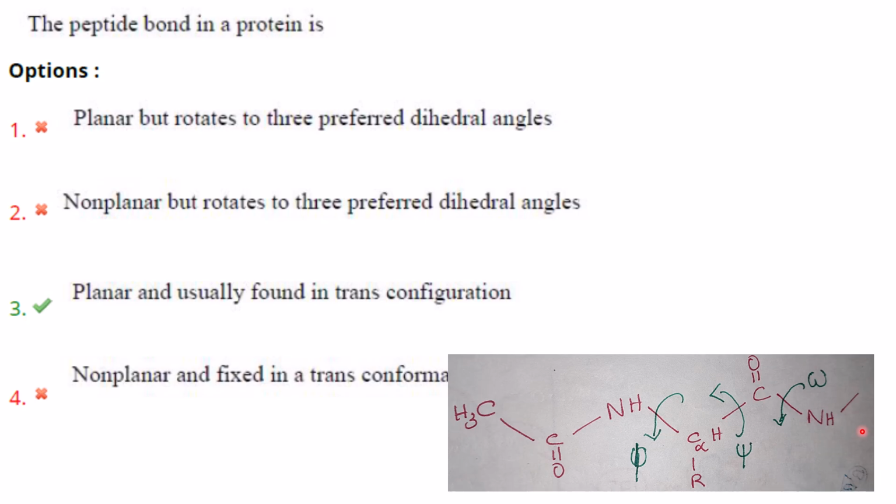Now the next question is for the Ramachandran plot, I think. Then non-planar, that is not correct. Planar and usually found in trans configuration. Yes, the peptide bond is planar and it is usually found in trans configuration, that is at 180 degrees.